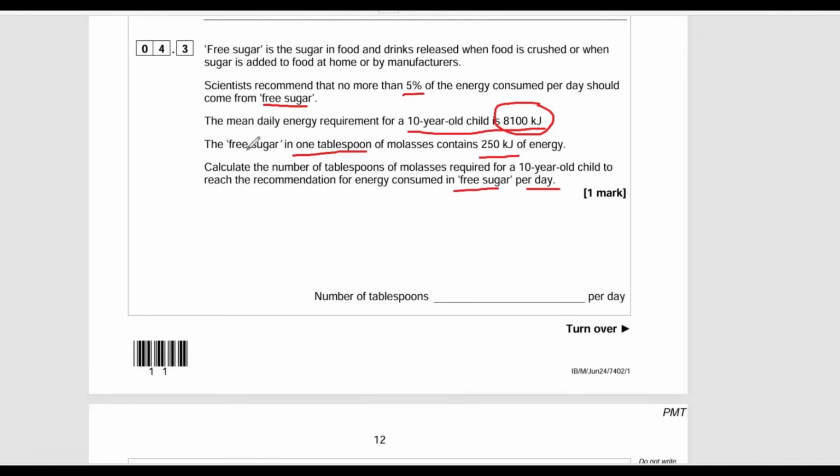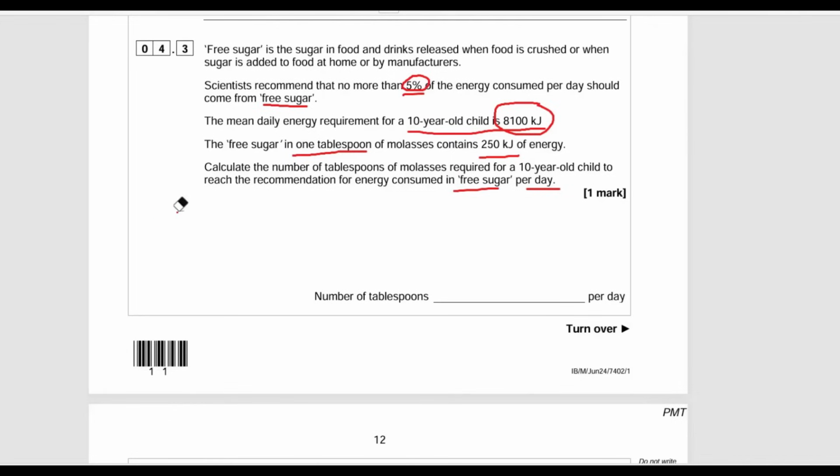Right. Well, first of all, we need to find out how many tablespoons are in that. There's a number of ways to do this. And then they're only allowed 5% of that. So that's the total energy per day, and then 5% of that. So we could do it in two different ways. So we could go, okay, I want to do 5%. Now, how do you do 5%?